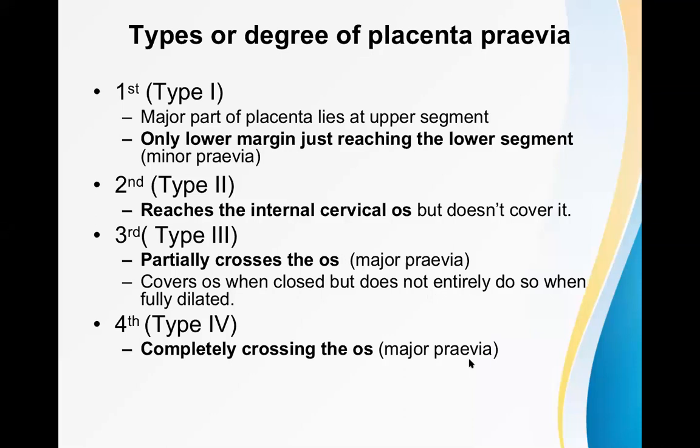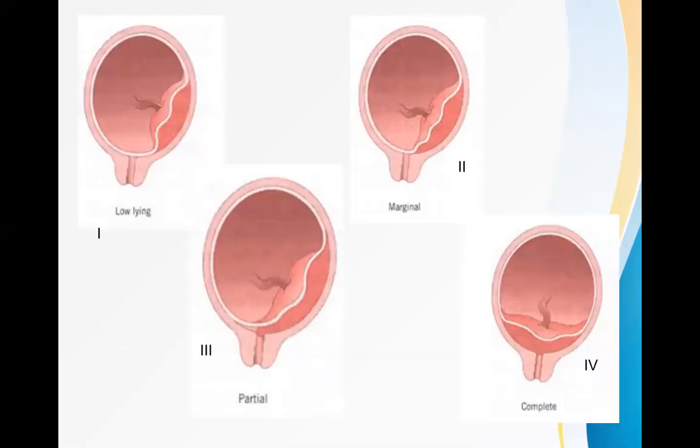Now why the term major? Because it is a complicated situation. It may lead to more hemorrhage. Now all of you, please focus on the screen. These pictures are highly informative. So this is called low-lying placenta, or type 1 placenta previa.